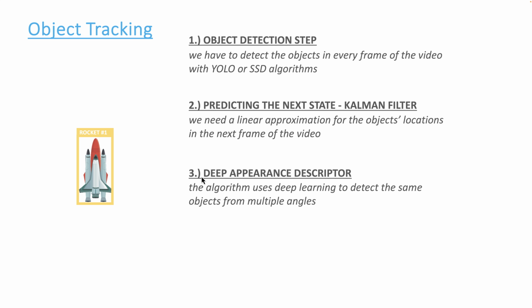Then we will use a deep appearance descriptor that is able to detect the same objects from multiple angles. So what's happening exactly under the hood? We will make a prediction for the next state of the object in the next frame of the video with the help of the Kalman filter algorithm, and we try to detect that given object based on appearance.